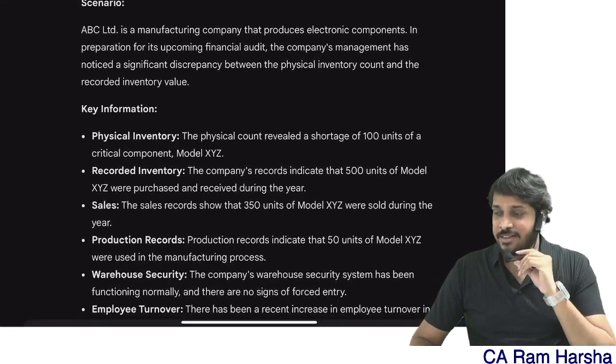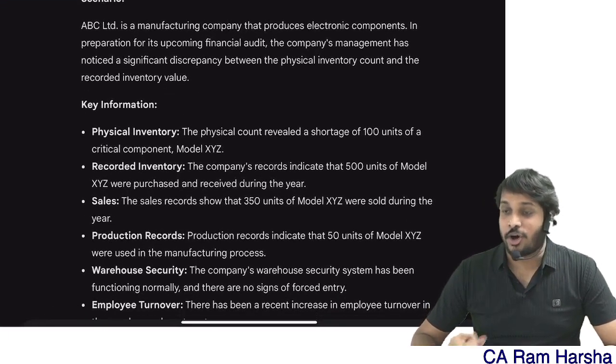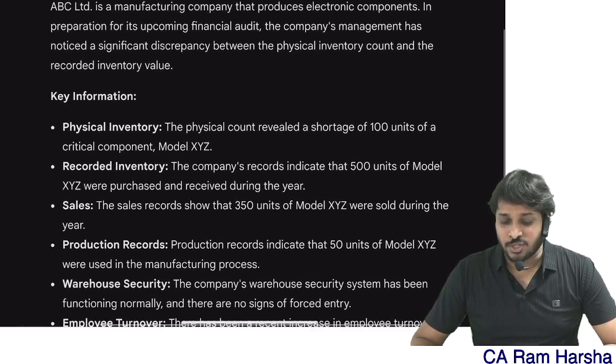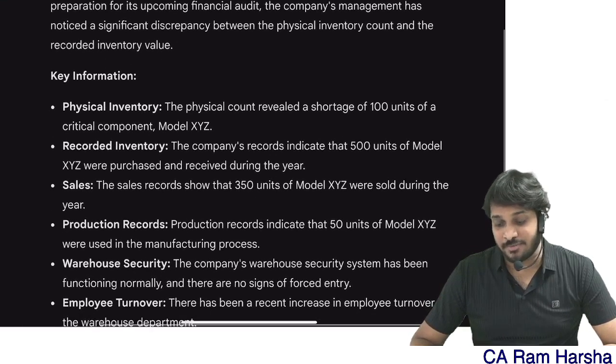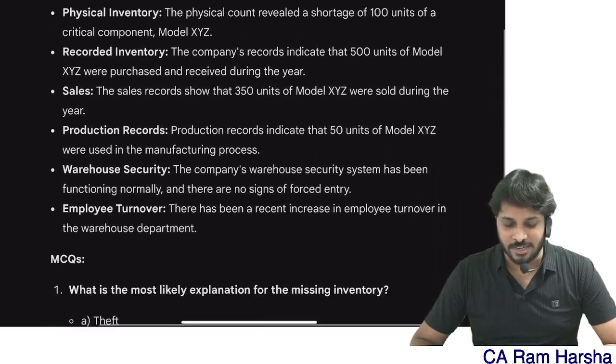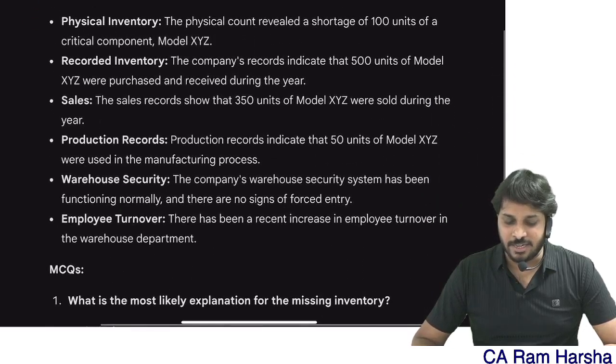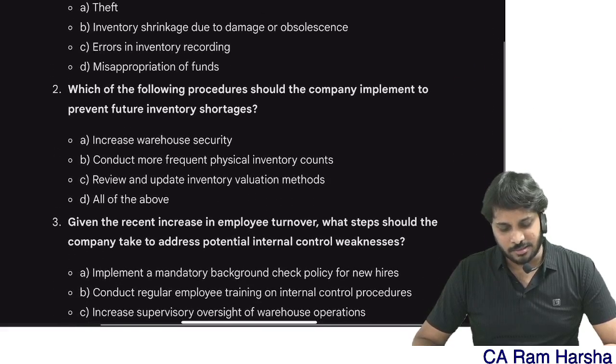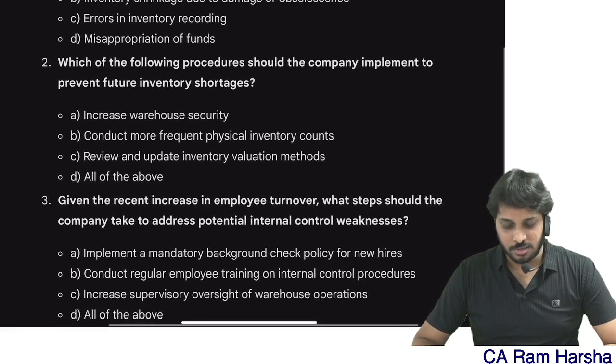ABC Limited is a manufacturing company that produces electronic components in preparation of upcoming financial audit. The company management has noticed a significant discrepancy between the physical inventory count and recorded inventory. Key information, physical inventory, recorded inventory, sales, production records, all that it gave. Just a minute.